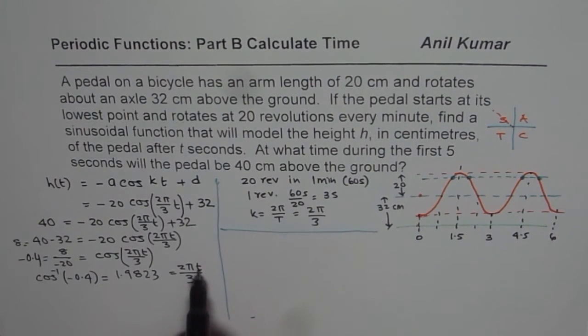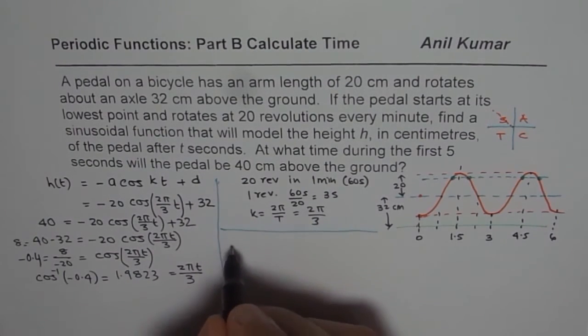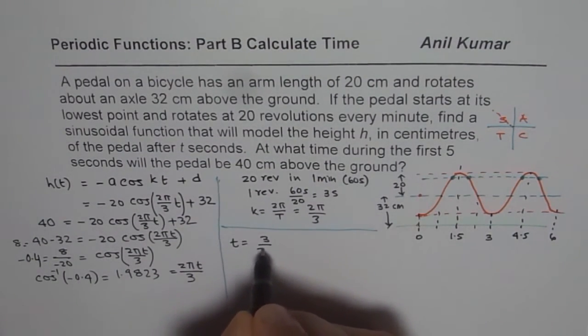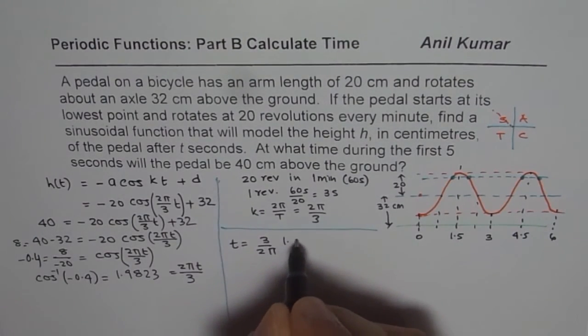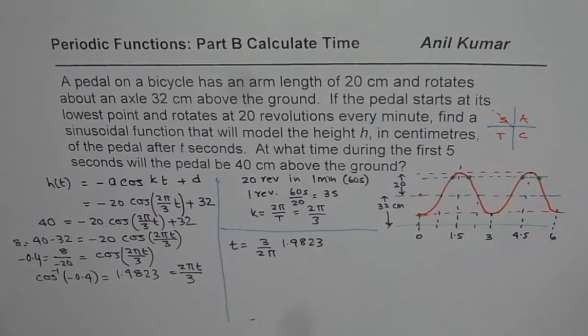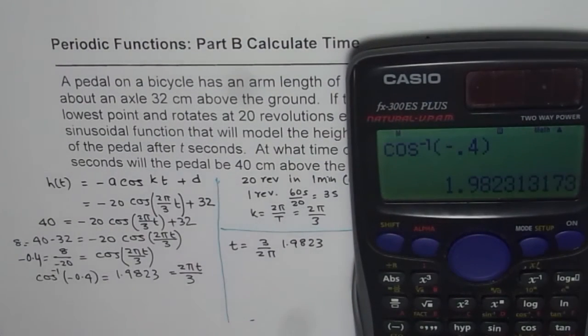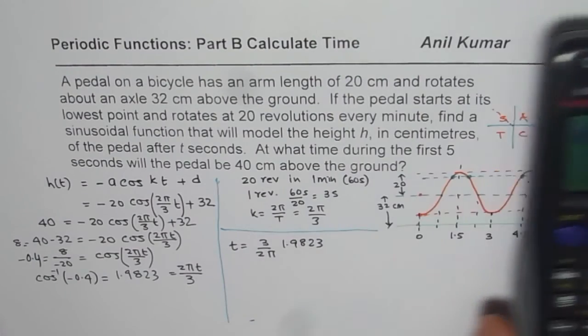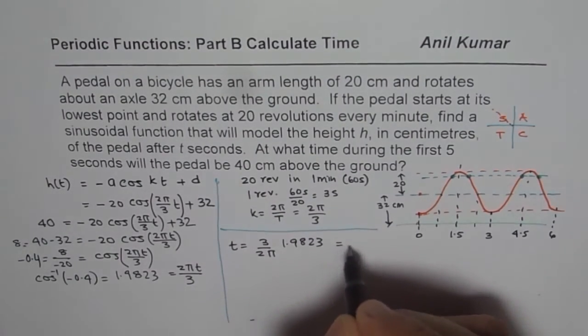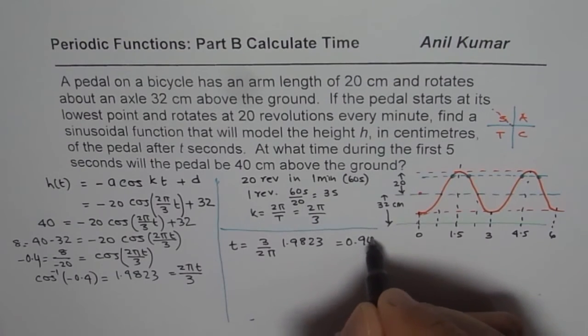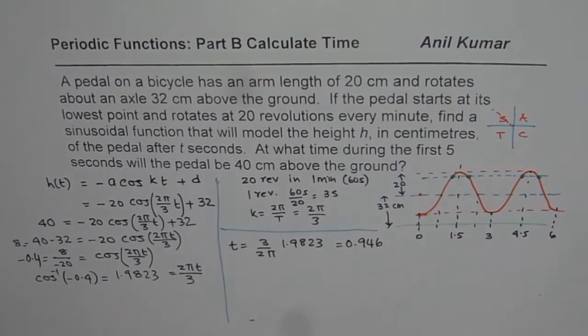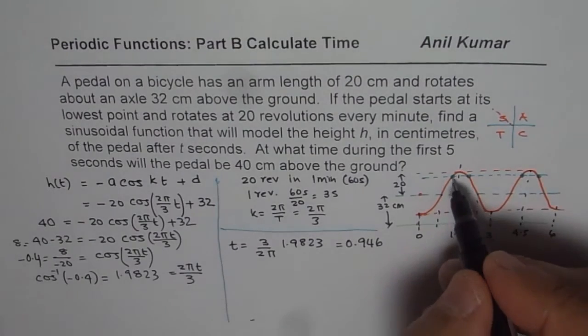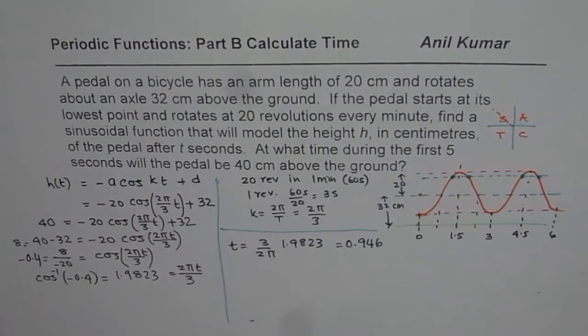So if you have to find what t is, I'll have to multiply. So t equals to 3 over 2 pi times 1.9823, correct? So that is how I'm going to find t. So I'll do it times 3 divide by 2 divide by pi. So I get 0.946. We'll do 3 decimal places, that's good enough. So we got the first time here, which is 0.946.